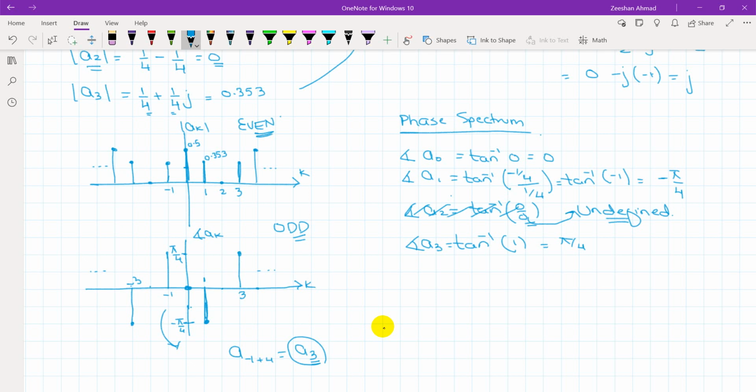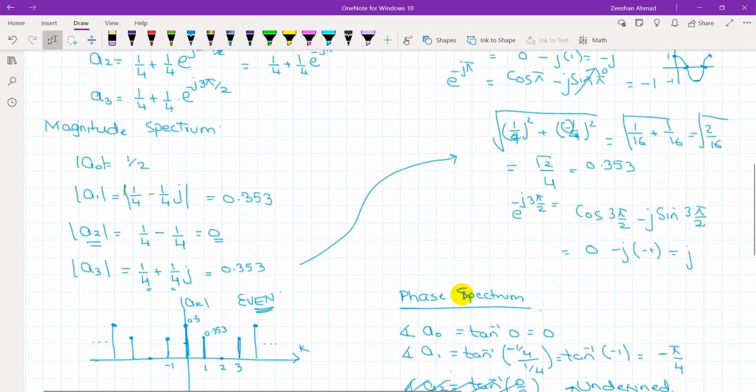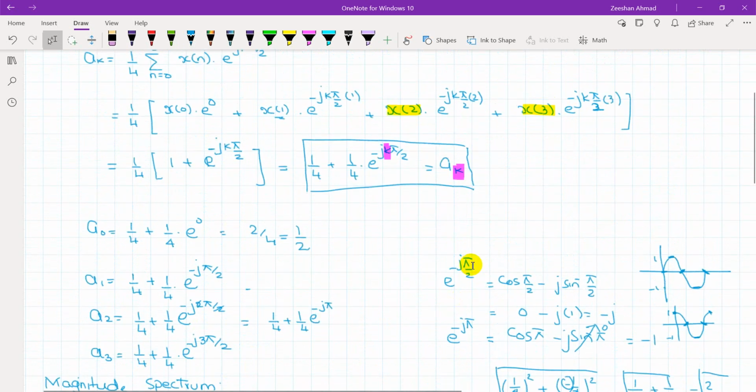Okay, so this was all about today's session, and I just tried to solve the minimum questions. The other type of question we already solved last time here. So this was all about the discrete time Fourier series.